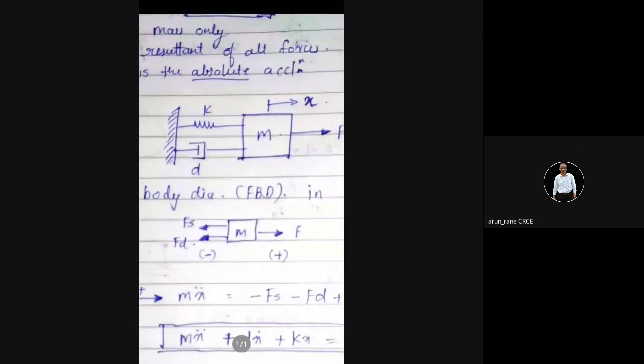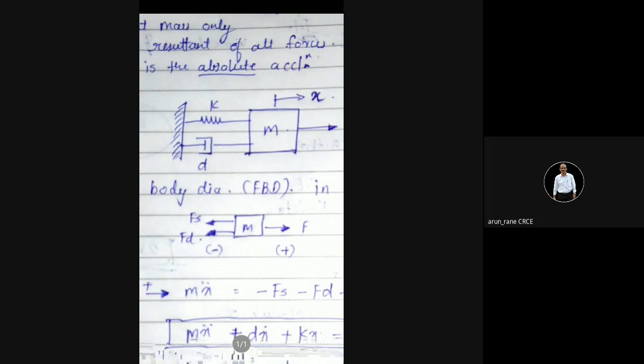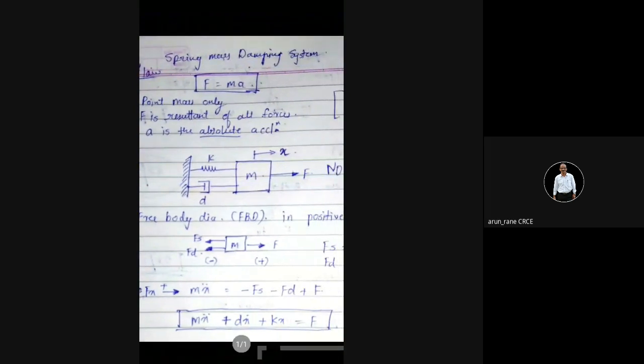Then we can see the FBD, free body diagram. Fs is only the spring force. Go down. Okay. So finally, we can see here what is the transfer function?